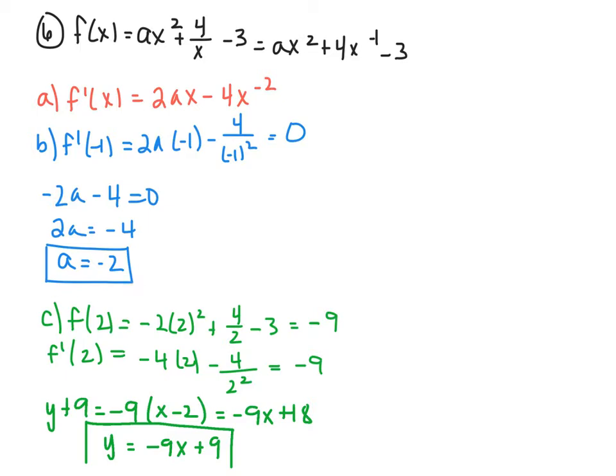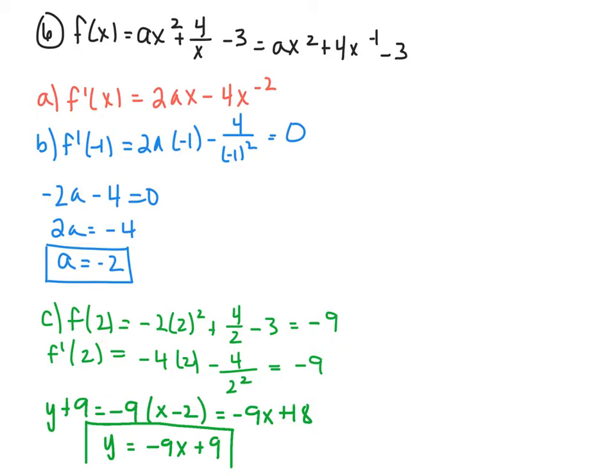Part C then wants us to find the equation of the tangent line at x equals 2. So I plugged in negative 2 for a into both the original function and the derivative. First I found the y coordinate, using the original function. So I plugged in negative 2 for a, and I plugged in positive 2 for x, and got the y coordinate at x equals positive 2 to be negative 9.